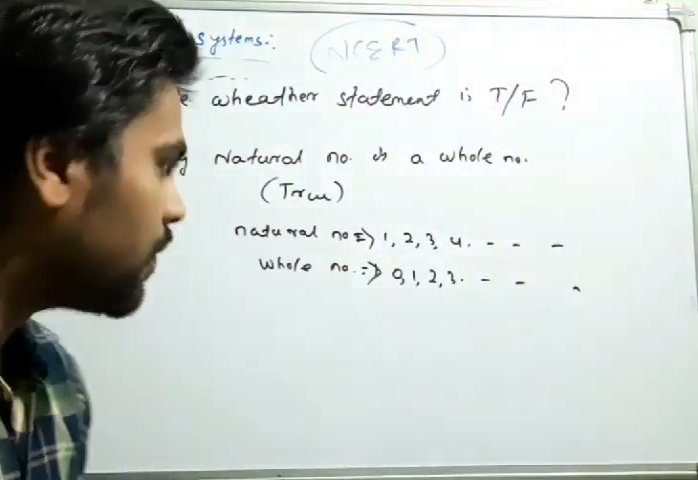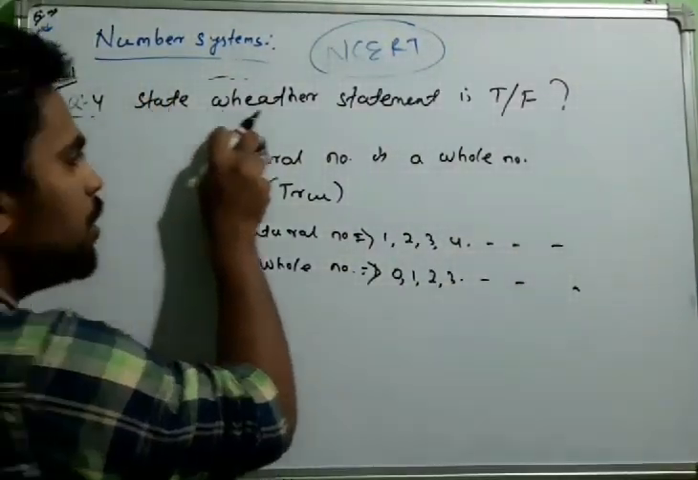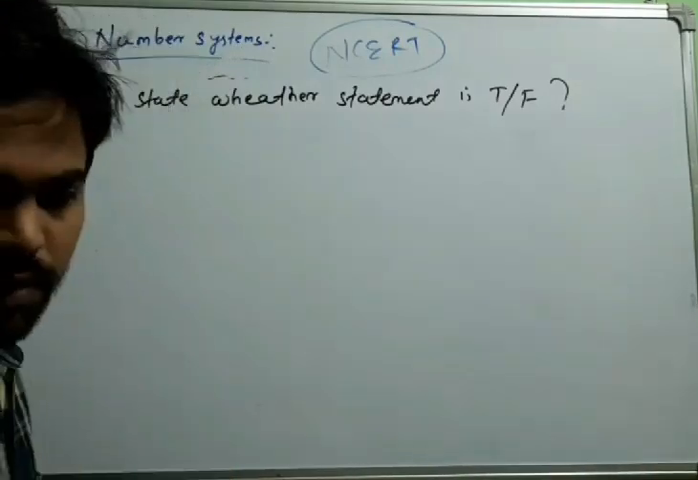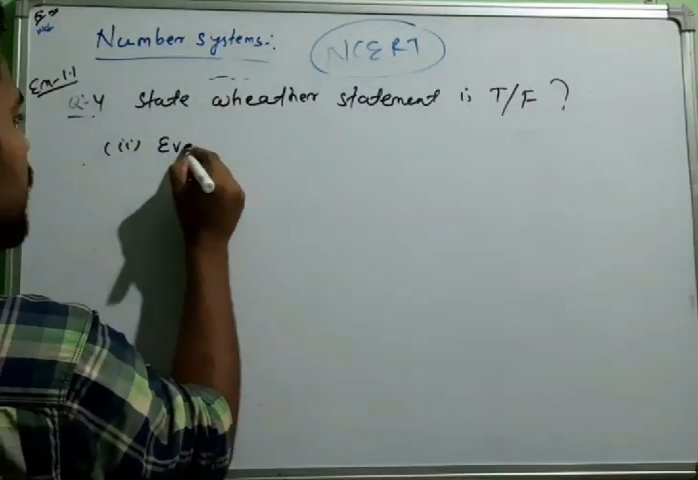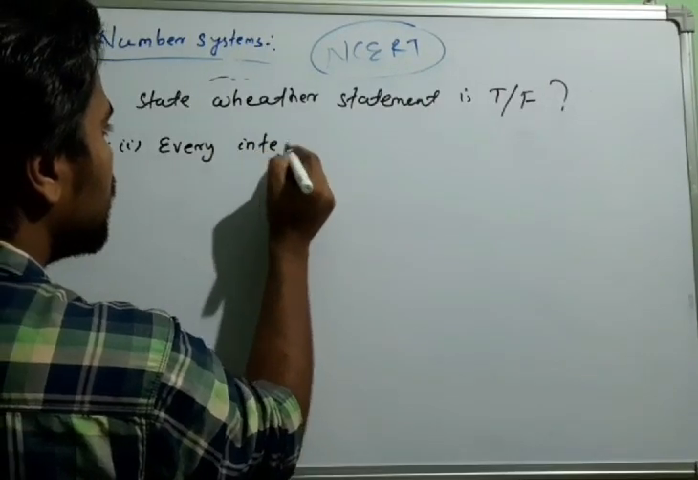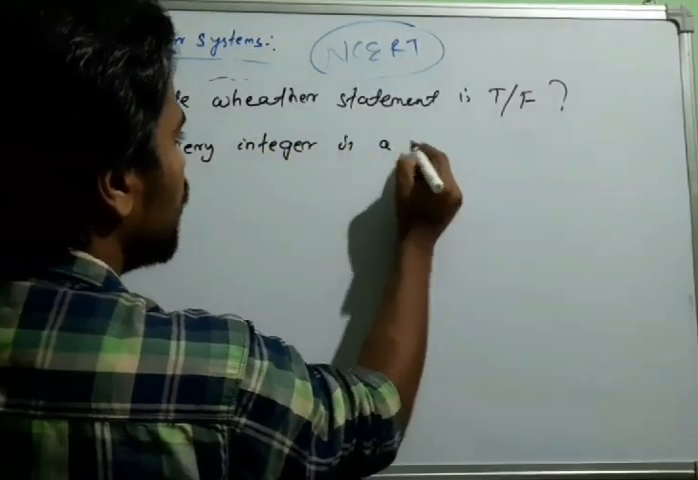Clear or not? Now the second part is given to you. The second part: every integer is a whole number.